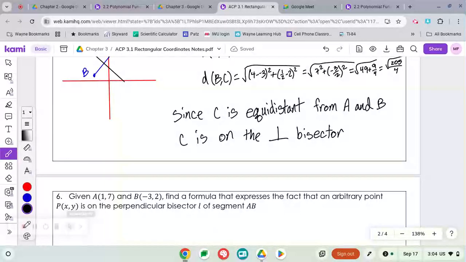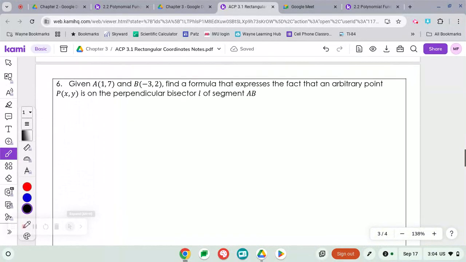Alright, so pull out yesterday's paper. We're going to start on question 6 here. We're going to go through these 3 problems. Make sure you are watching this through Delta Math so you get your points for it.